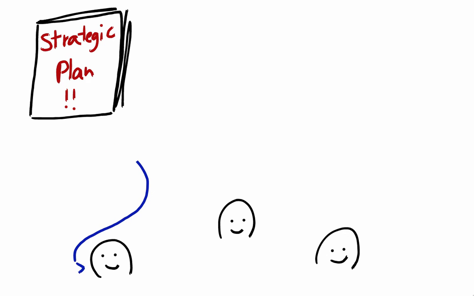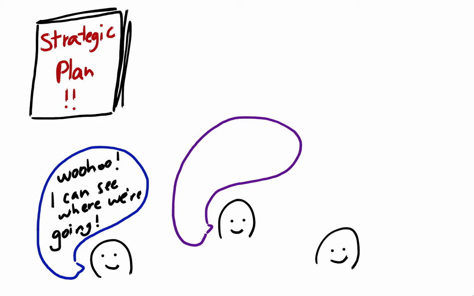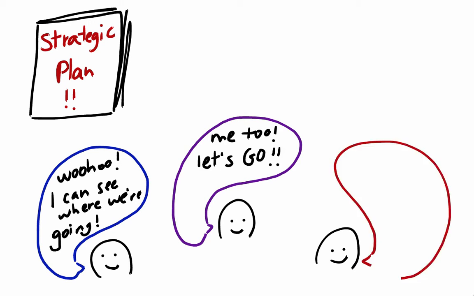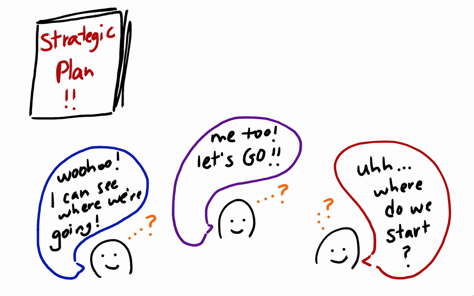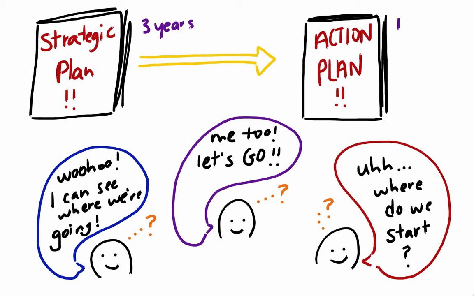Okay, so at this point, you've got your strategic plan done, and everyone's feeling great about what you've accomplished. Your staff and board can see clearly where your organization is heading, and they're ready to jump in. But where do you get started? In order to make your strategic plan easy to implement, you need an action plan. Your strategic plan sets goals for the next 3 years. And for people to take action now, they need to understand how those goals translate into action for this year, this quarter, this month, and down to today.